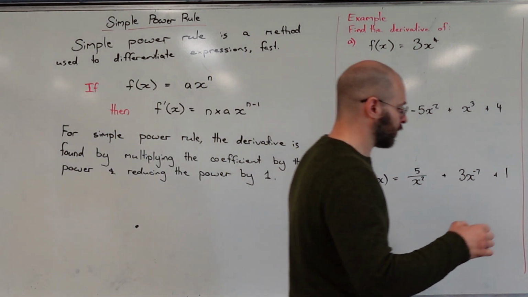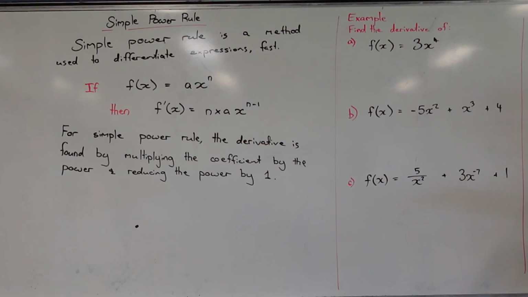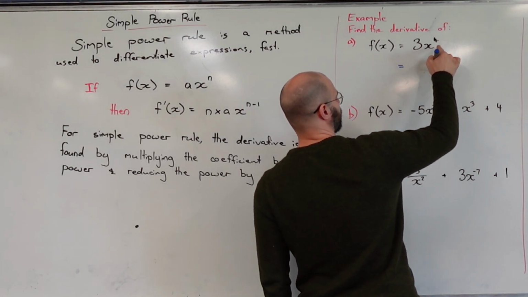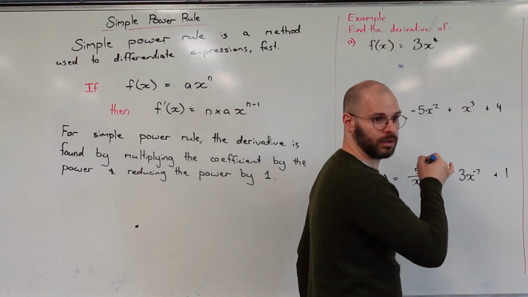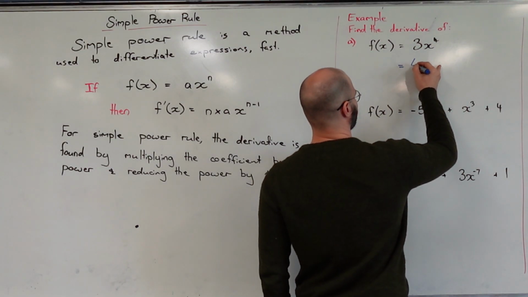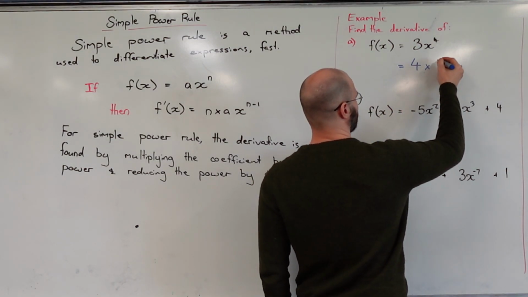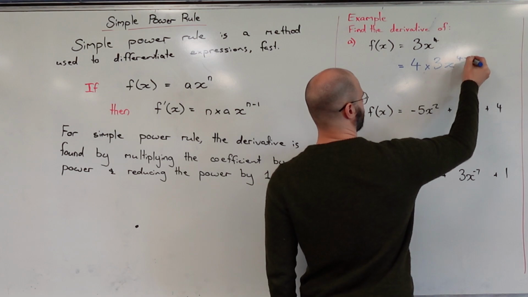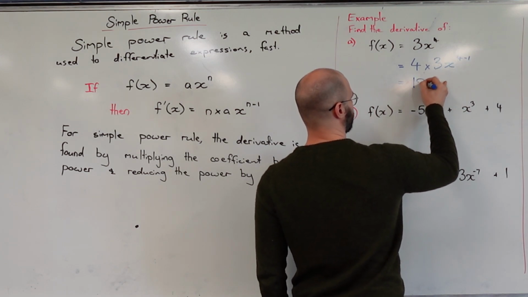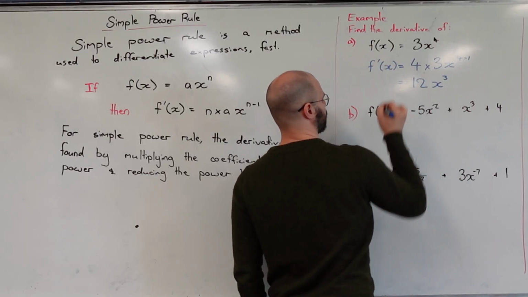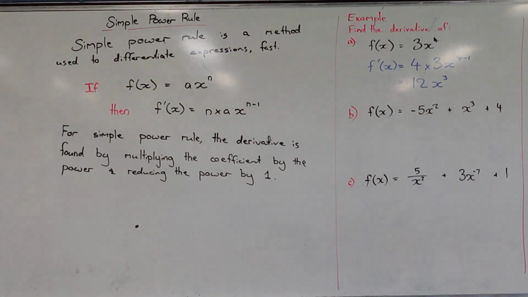Now, putting this to practice, if we have the function f of x equals 3x to the power of 4, it has a power of what, please, Mia? What's the power? 4. What's the coefficient? 3. What does the power become? 3. So 4 times 3 is 12, x to the power of 3. And this is the derivative. How much simpler is that?